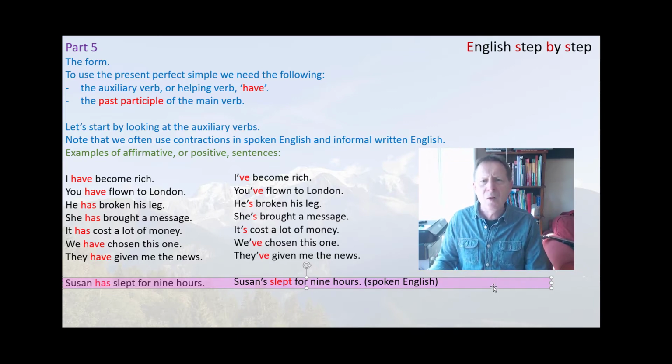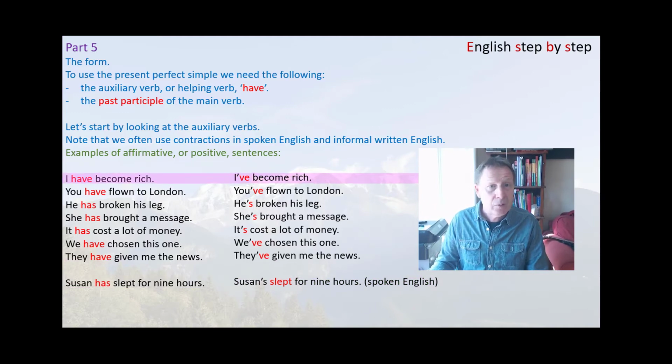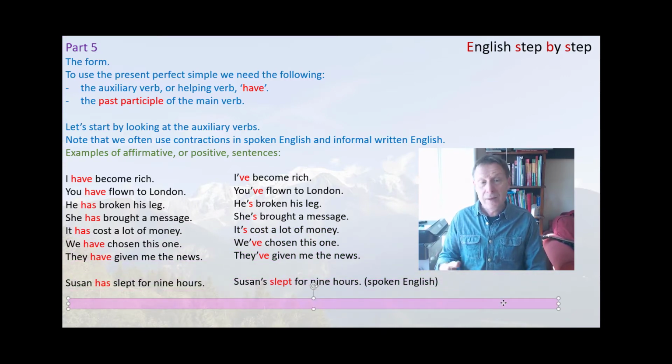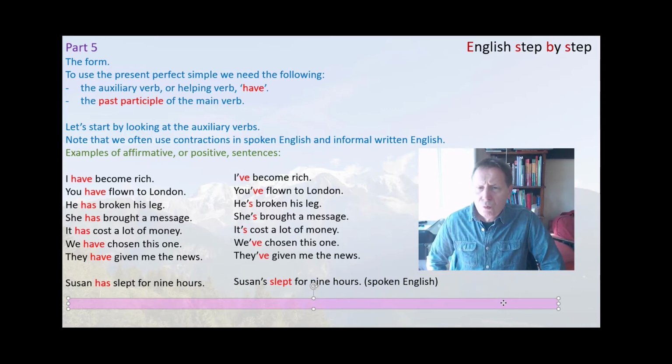Now, you can see in all of these examples, I've used irregular past participles. First one, become, flown, broken, brought, cost, chosen, given, slept. So try to become familiar with these irregular past participle forms just through reading as much as possible and listening to English as much as possible.